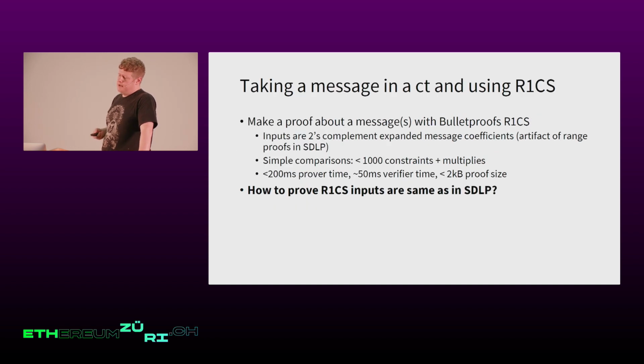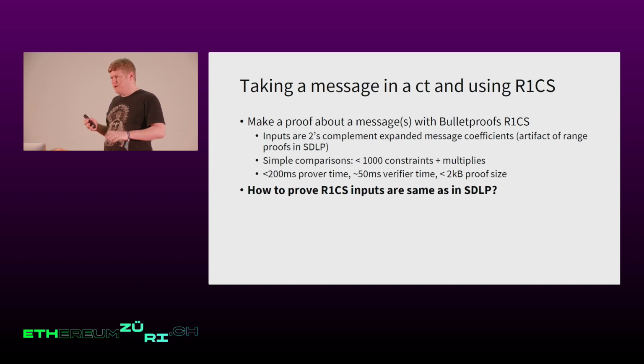So to do this, we use bulletproofs with R1CS. And even though we're using bulletproofs, which has linear verification time as the number of constraints increases, the number of constraints and multiplies you need to create these kinds of circuits is not very large. You don't need very many of them. So we have pretty reasonable prover times, reasonable verifier times, and our proof sizes are under 2 kilobytes. But we have a problem.